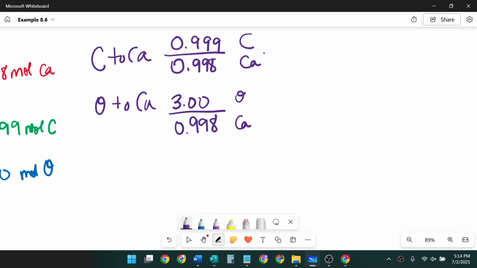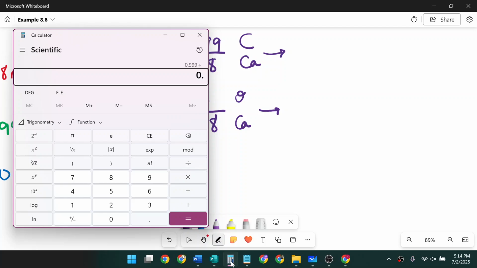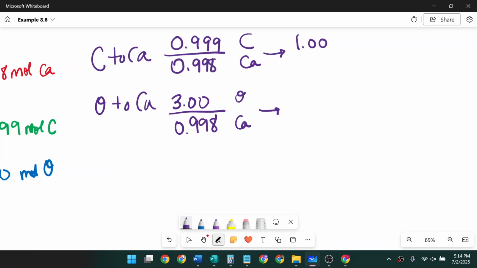All right, so when we simplify these, when we put the numbers in a calculator, for the first one with 3 significant digits, we get 1.00. So 1.00. That means we have 1 mole of carbon for every 1 mole of calcium. And the book doesn't really write it with this part at the bottom that I write, but it helps me to keep track of what the calcium is.